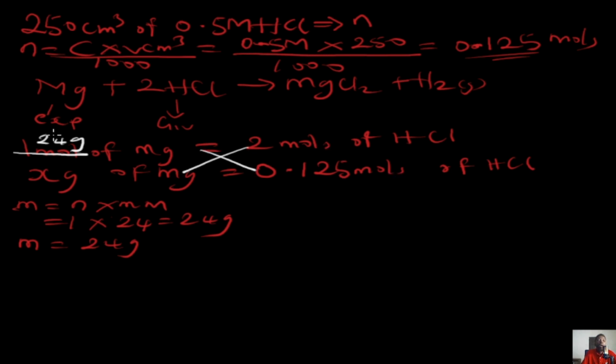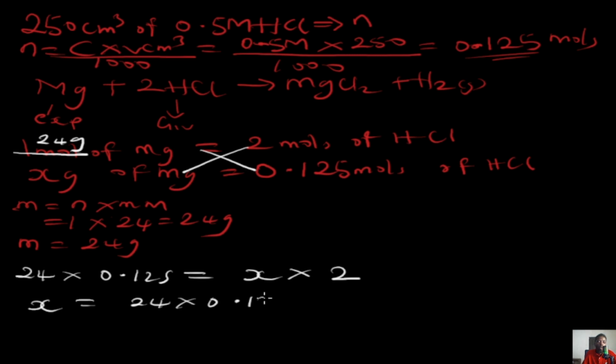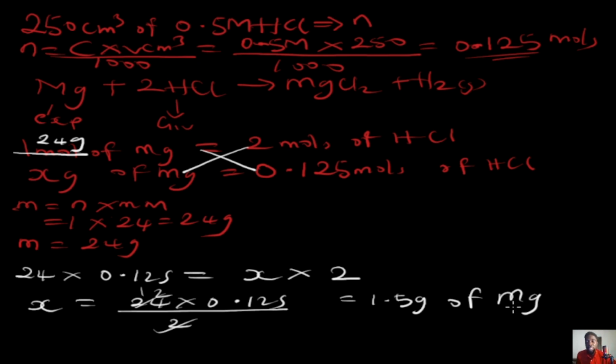So cross multiplying, I'll now say 24 gram times 0.125, and that will be 24 multiplied by 0.125 moles, equal to x times 2. If you do this, the value of x will now be given as 24 times 0.125 divided by 2. This is going to be 12, so you have that 12 times 0.125 will now be given as 1.5 gram. Remember who we are looking for, mass of magnesium. And that's that basically on how to solve stoichiometry of reaction.